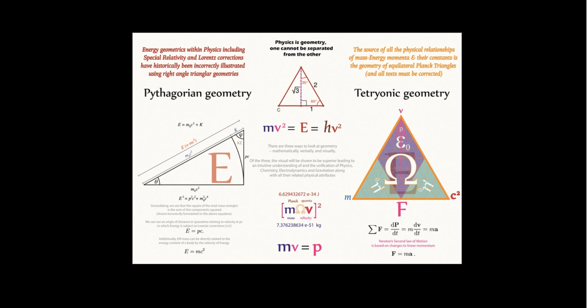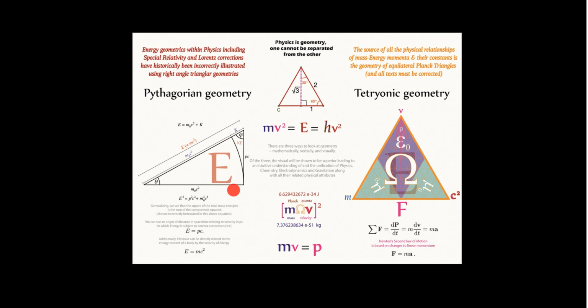The upshot of this is obviously that we've quite obviously been using the wrong geometry to describe energy. Special relativity and most physics, when it comes to energy, resorts to a right-angled triangle. All well and good, but it's the wrong geometry. The kinetic energy component, easily explained here in Tetryonics as half mv squared, or half mc squared in this case, not so easily drawn here.